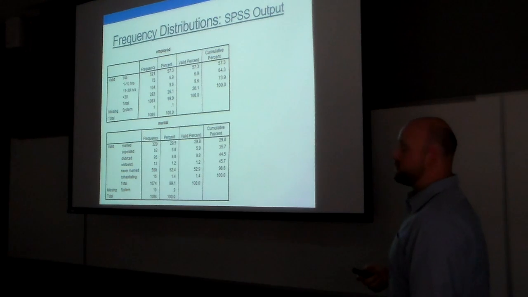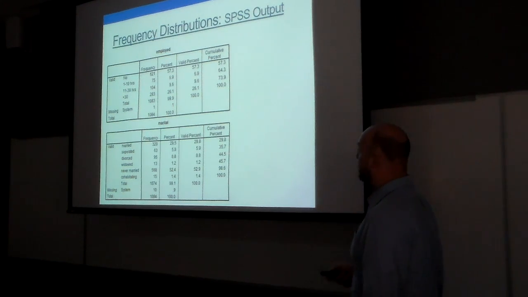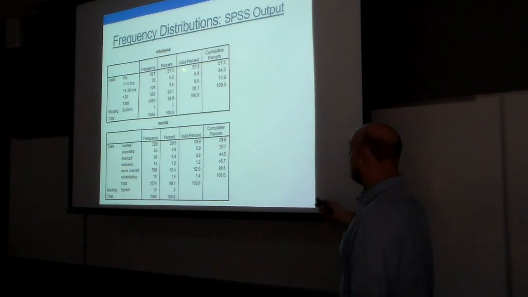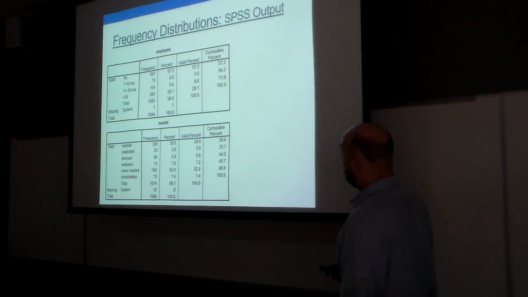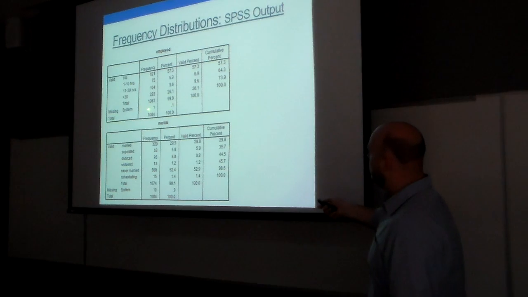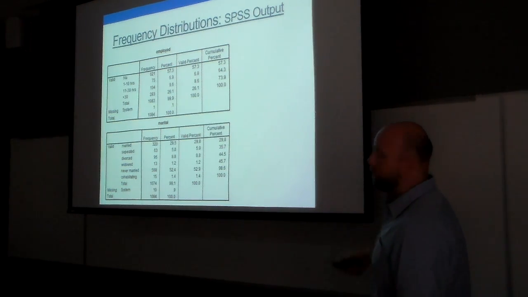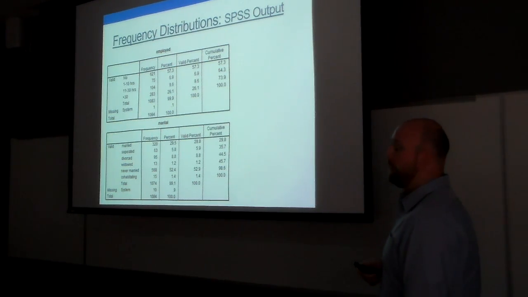And here is what SPSS output looks like. Many of you are probably familiar with this. So here we've got a frequency distribution of employment. We've got 57% of our sample reporting unemployment, smaller, about 7% reporting working 1 to 10 hours, about 10% 11 to 30, about a quarter over 30, and then we've got 1 missing value in there.